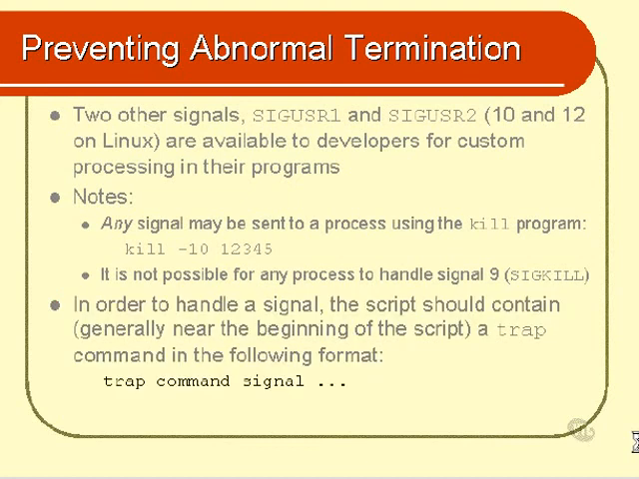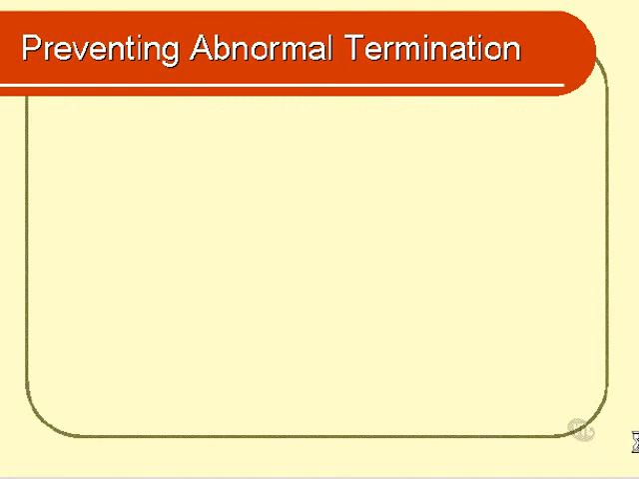You specify as the first parameter the command that should be run upon receipt of the signal that you specify. And then you specify the signal or signals. You can actually specify several signals on the one trap command line, and the same command that you specify will be run upon receipt of any of those signals. So let's have a look at what I'm talking about. I'll give you an example of that.